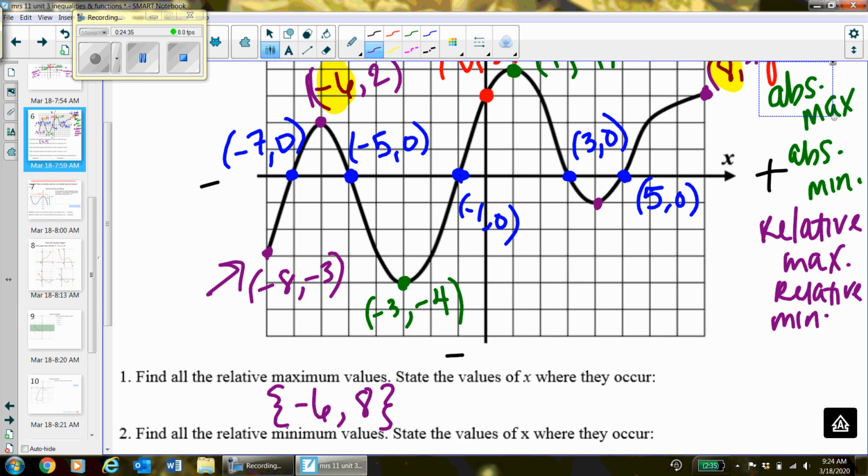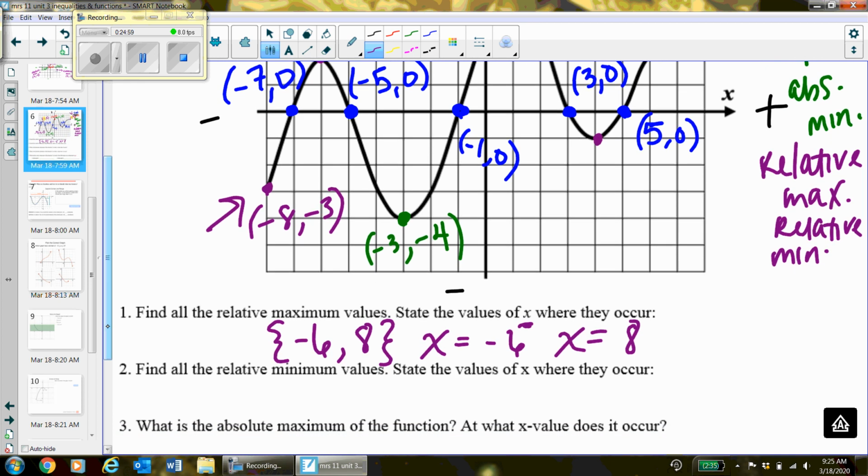But if you don't feel comfortable or feel like you don't remember to put the squiggly brackets when you're answering just for one set of values, which here we're answering for x values, you can literally just put x equals -6, x equals 8. Okay? Either answer would suffice. So now we're going to go to question 2.